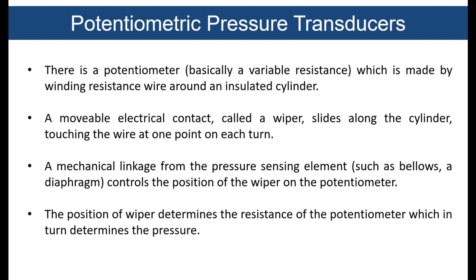The position of the wiper determines the resistance of the potentiometer, which in turn determines the pressure. As the position of the wiper changes, the resistance in the potentiometer changes, and from that change in resistance we can determine the change in pressure, or the pressure applied at that particular interval of time, with an implementation in the instrument.